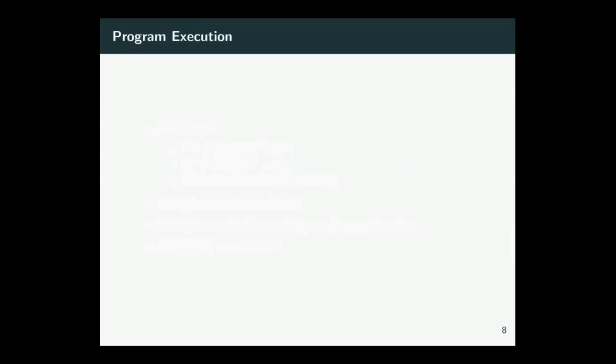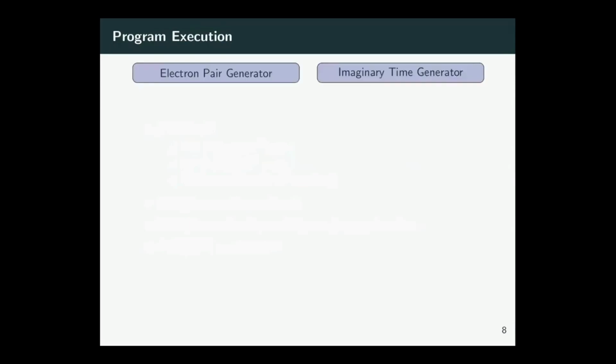To expose the classes that are the building blocks of our program, I want to look at the execution of our program to accumulate a single set of samples. The first step is coordinate generation, and based on the MC MP2 derivation that we just went over, this functionality is split into two classes, one for the electron pair coordinates and one for the imaginary time coordinates.